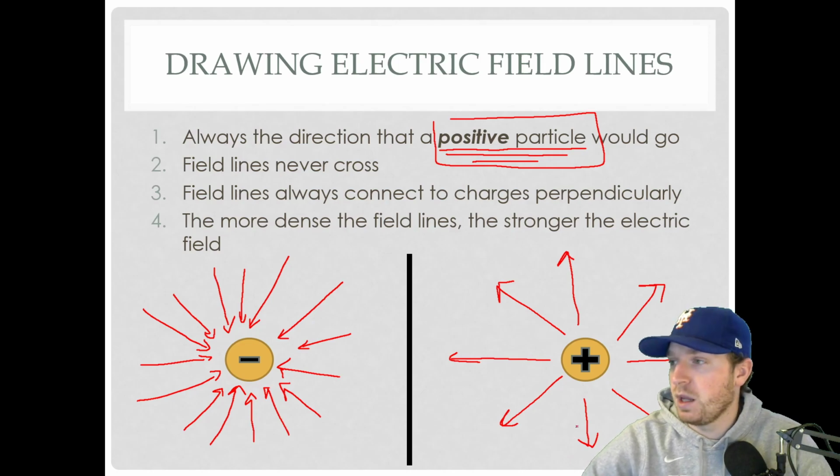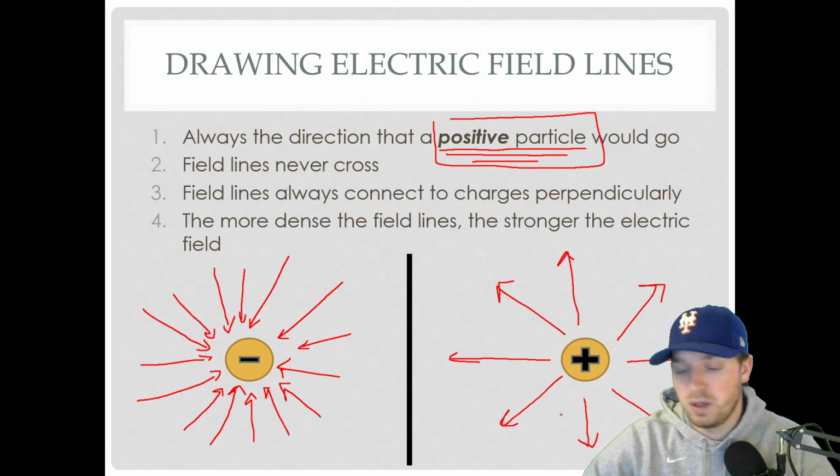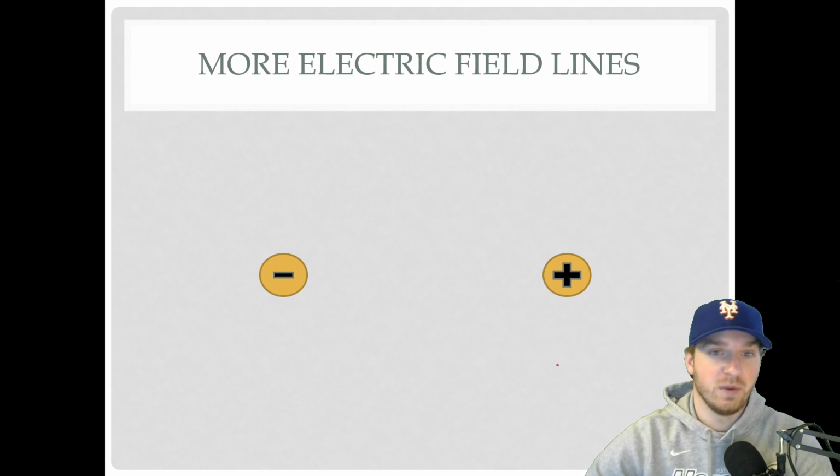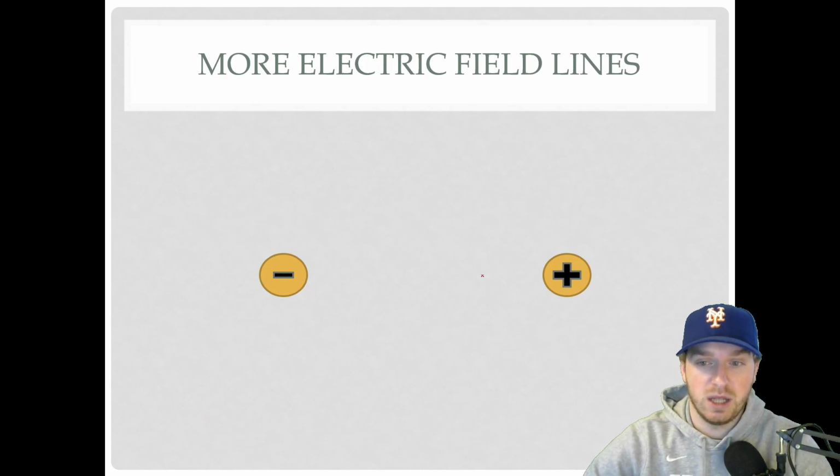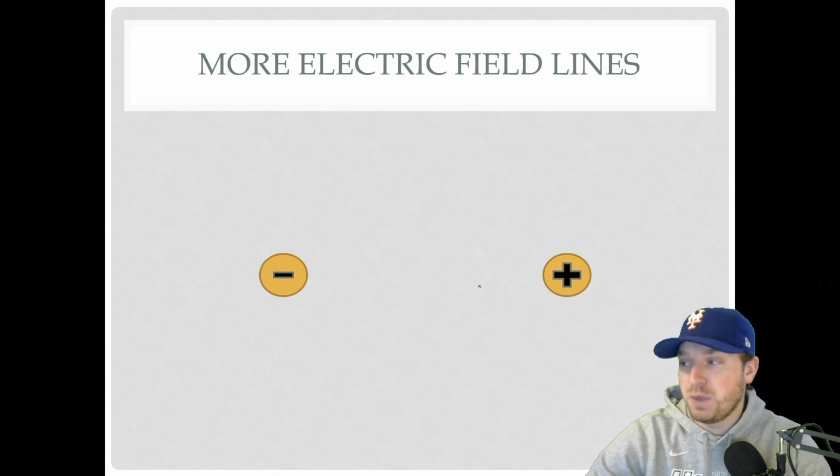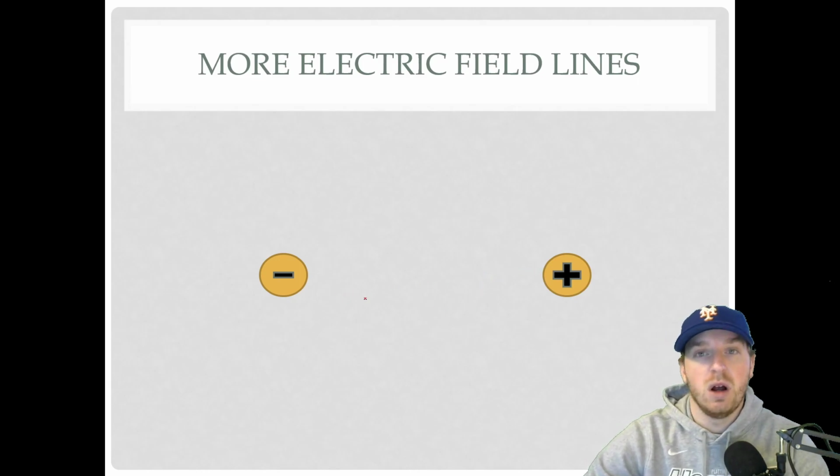Cool. Not too shabby. Easy stuff. Let's get a little bit harder. What about a negative and a positive together in one image? So if we were to draw where a positive particle would go, a positive particle would go away from the positive and towards the negative. So let's draw that first line here.